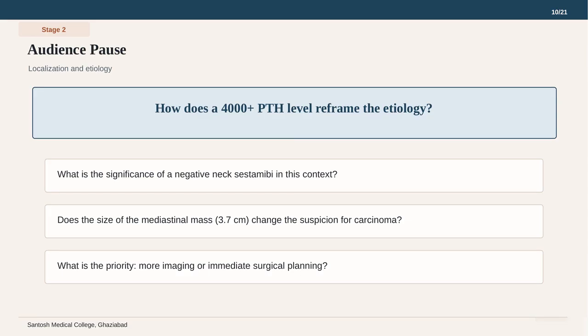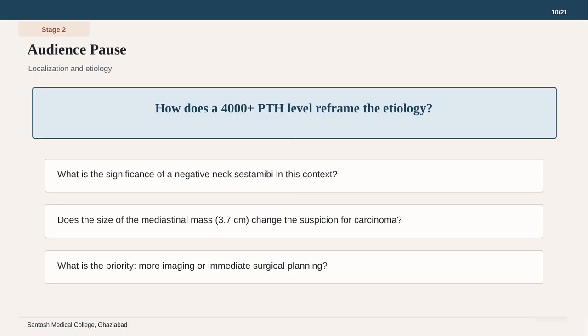Furthermore, does the size of the 3.7 centimeter mediastinal mass increase our suspicion for parathyroid carcinoma rather than a simple adenoma? Finally, we must decide on the priority. Do we need more imaging for localization, or is it time for immediate surgical planning? These questions are vital for determining the safest and most effective path forward for the patient.